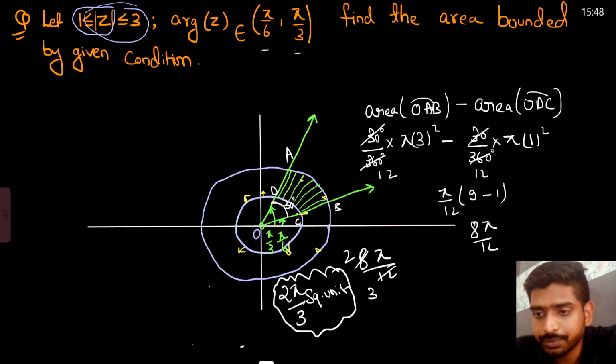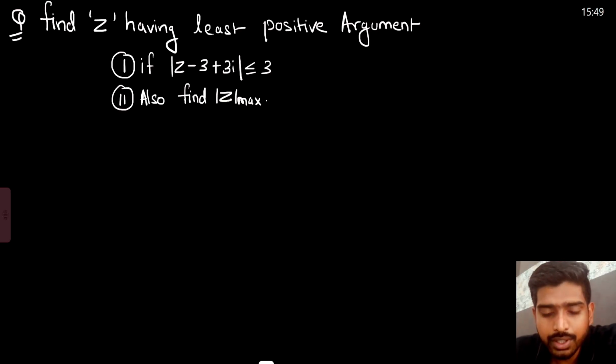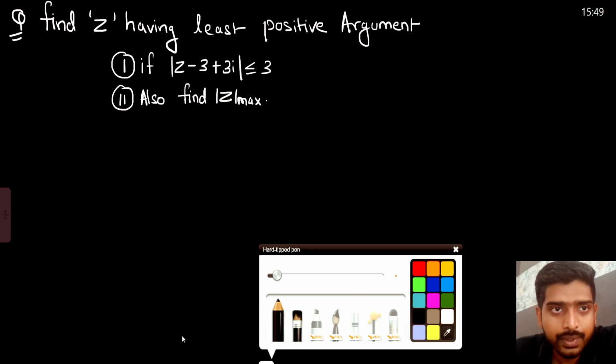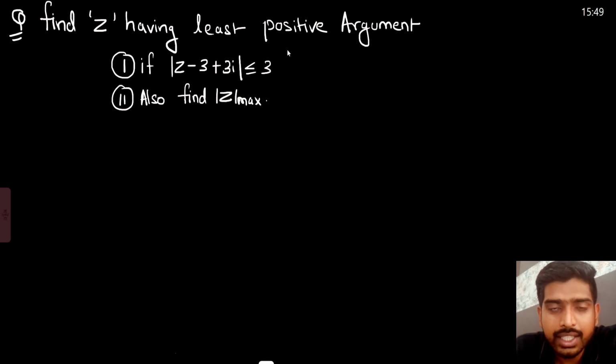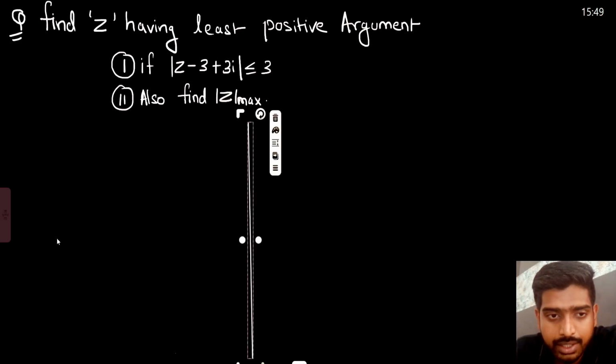Now come to the next question. Next question, they said find z having least positive argument, and they've given an equation: modulus of z minus 3 plus 3 iota is smaller than equal to 3. What does it represent? We have done so many problems. It represents a circle with center 3 comma minus 3.